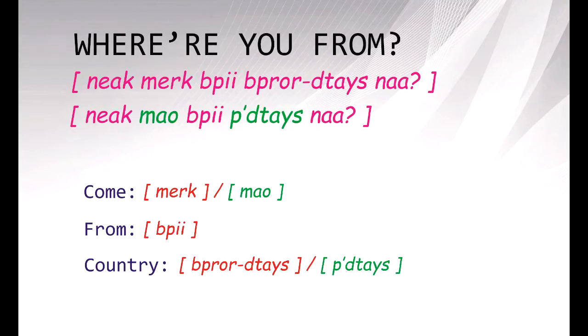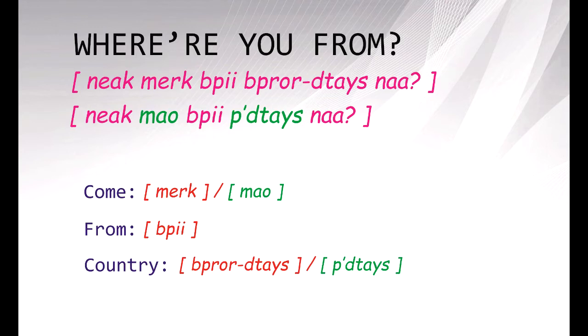Where are you from? This sentence in Khmer we say nek. I have two ways to say it. The first one you say nek merk pi proteh na. This is a way for writing, or we use it in a formal way. But for speaking, we always use the second one. You see, I have green color, it means they change from the first one to the second one. So the second one, when you come to Cambodia, you're going to hear people say nek mao pi pateh na.